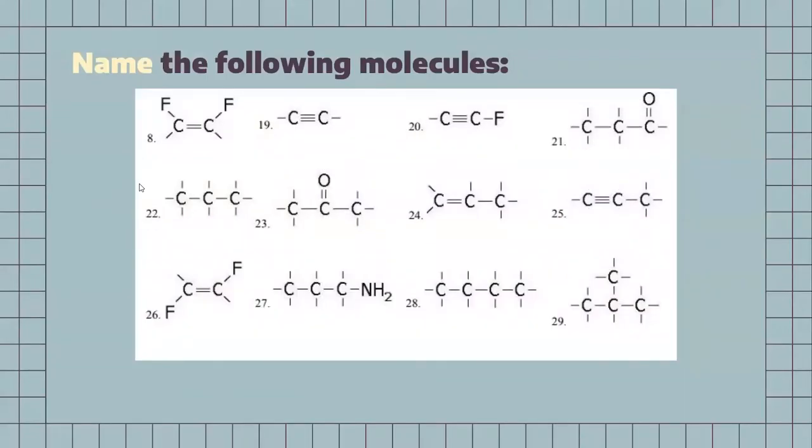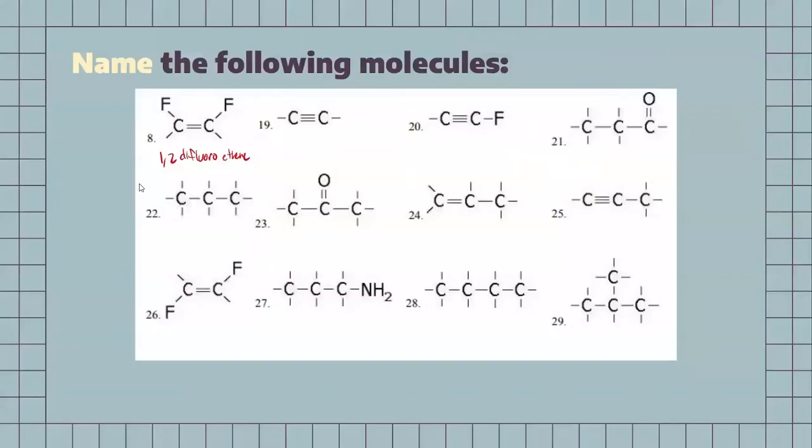Next, for 18, we have an alkene. So we know that's going to have an ene ending. There's 2 carbons, so we know it's going to be an ethane for our root. And we have 2 fluorines. So the proper name for them would be 1,2 for 1 fluorine being on carbon 1 and the other one being on carbon 2. Difluoro for both fluorines, ethene.